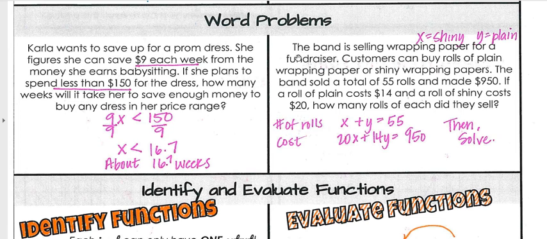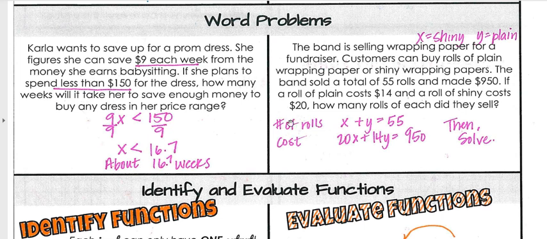Another example, the band is selling wrapping paper for a fundraiser. Customers can buy rolls of plain wrapping paper or shiny wrapping paper. We've identified here we're going to let x be shiny and y be plain. You could use s and p if you'd like. The band sold a total of 55 rolls and they made $950. So if a roll of plain costs $14 and a roll of shiny costs $20, how many rolls of each did they sell?